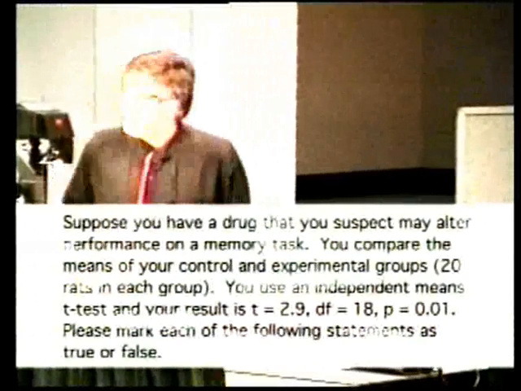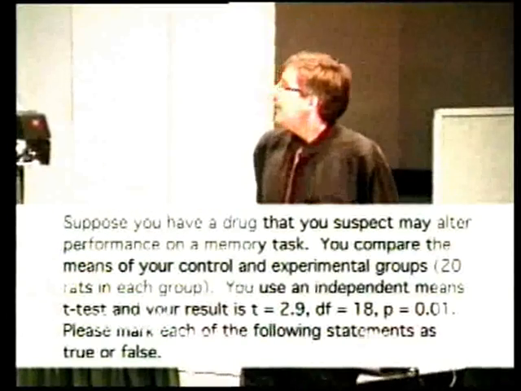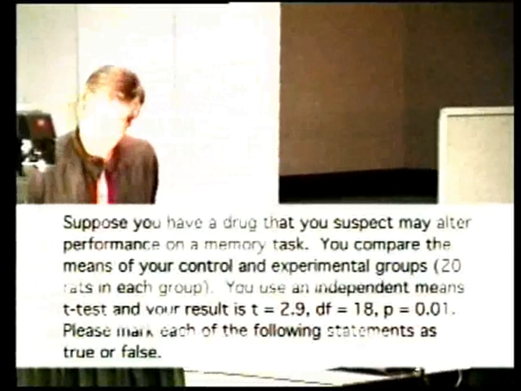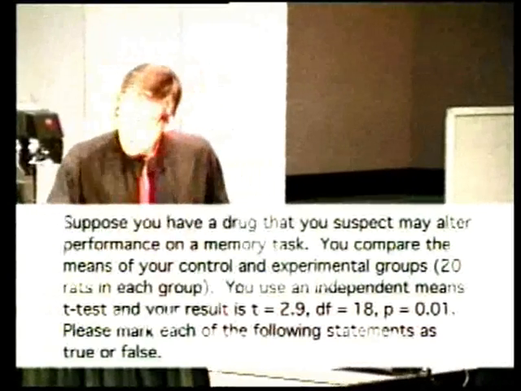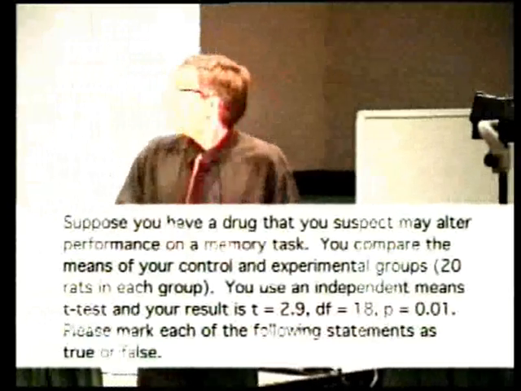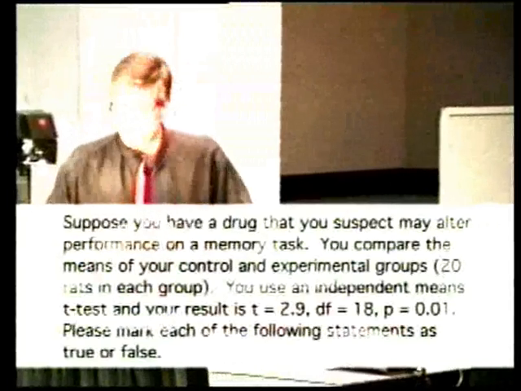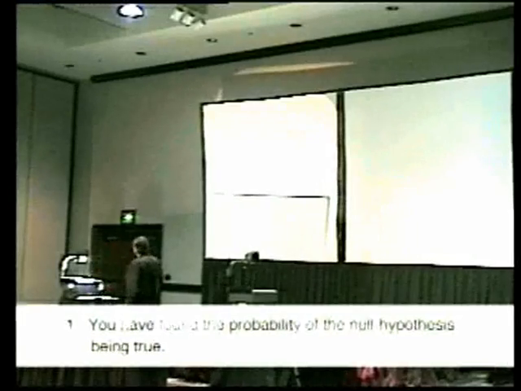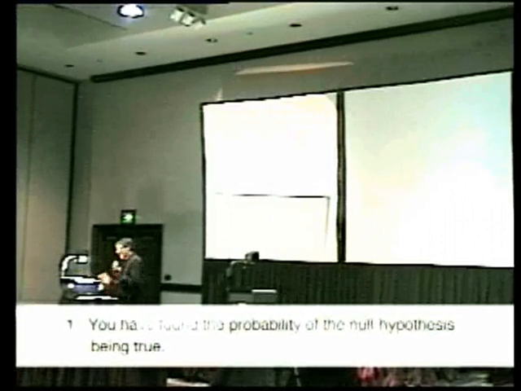So here we go. Suppose you have a drug that you suspect may alter performance on a memory task. You compare the means of your control and experimental groups with 20 rats in each group. You use an independent means t-test, and your result is t equals 2.9 on 18 degrees of freedom with an obtained p-value of 0.01. Please mark each of the following statements as true or false. The first question: you have found the probability of the null hypothesis being true. Is that true or false?